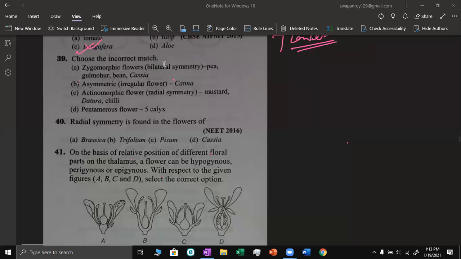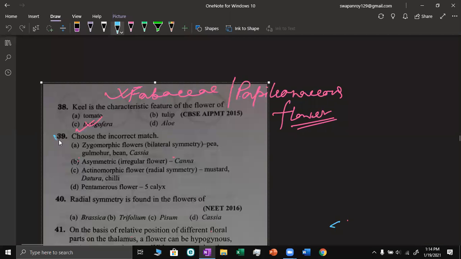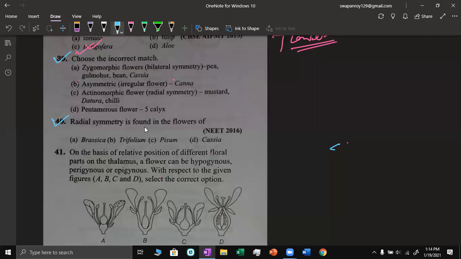Choose the incorrect match. This one. Done this one, is it? Radial symmetry is found in the flower of: Brassica, Trifolium, Pisum, Cassia. Which one?